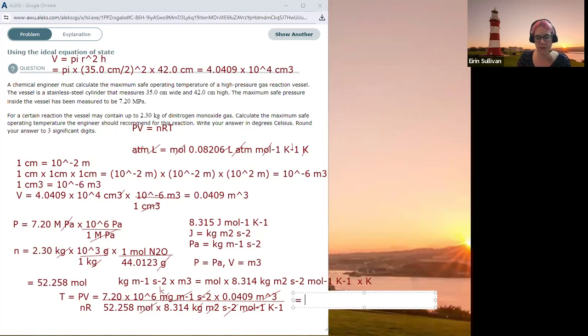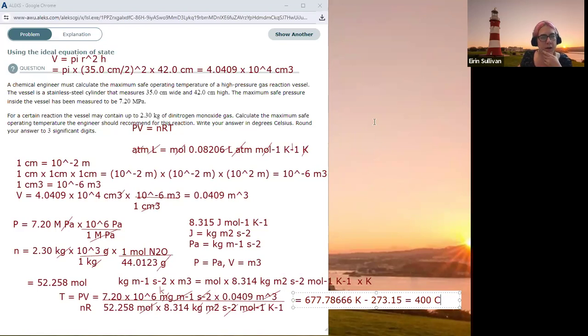So 7.2 times 10 to the power of 6 times 0.0409 divided by 52.258 times 8.314. Please give me a good number. It's like 677.7866 blah blah blah Kelvin. Okay, so to convert that to temperature in degrees Celsius, we have to subtract the magic number of 273.15. So minus 273.15 gives me about 400-ish degrees Celsius. Okay, so that seems to be about right.